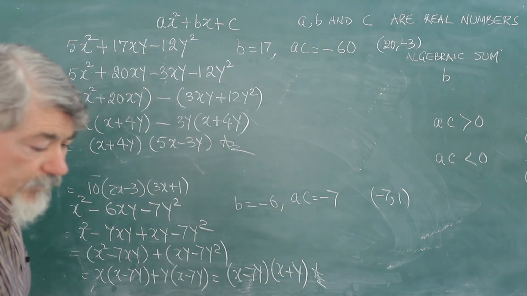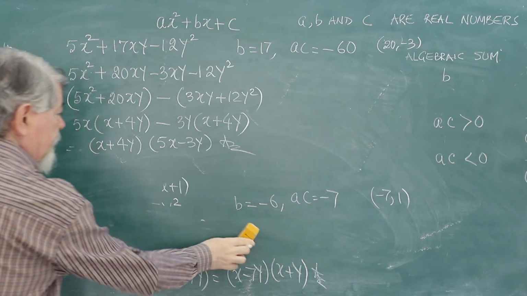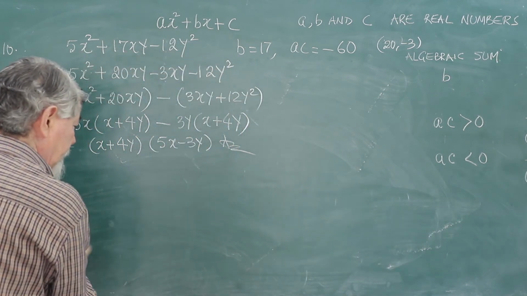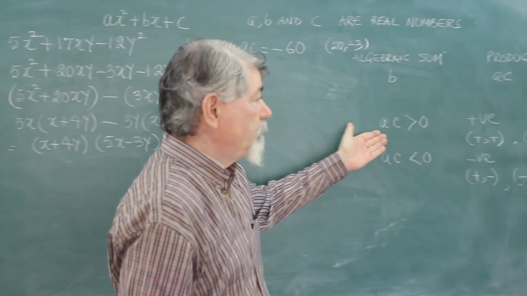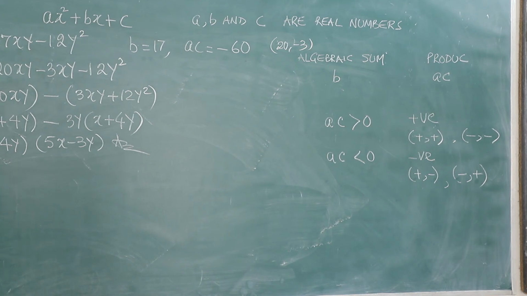So we are following the same procedure. There is no change in the procedure. We are splitting the middle term and we are following whether AC is positive or AC is negative to help you out in understanding what we are going to get. Question number 11.